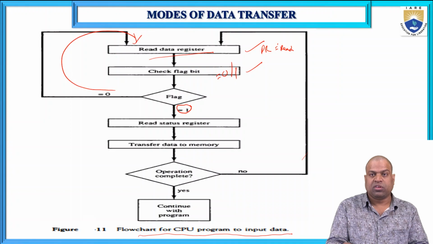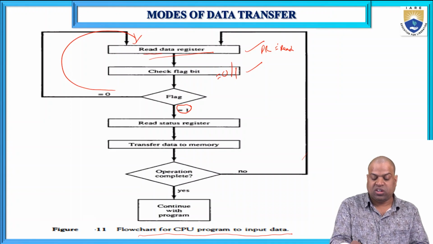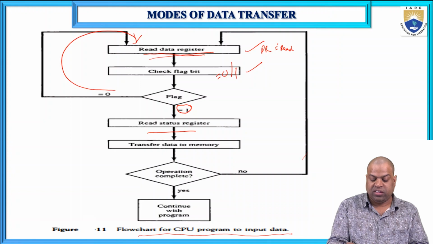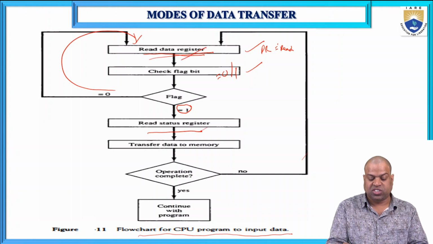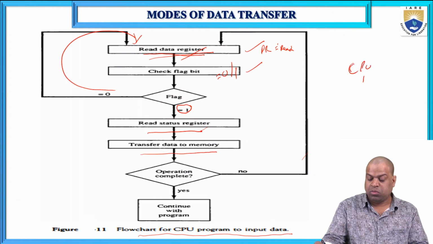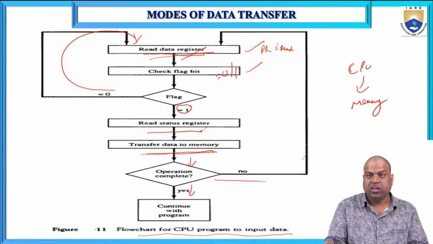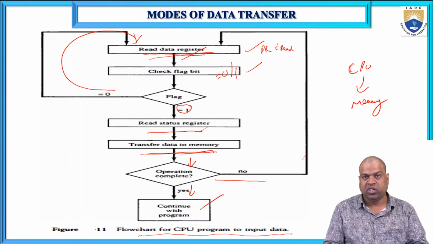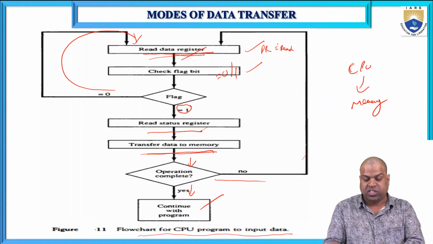If flag equals 1, read status register. Actually, the data register is read first, then the status register, and next we go for the status register. If it is okay, transfer the data to the memory. If the operation is complete, yes, continue with the program. If the operation is not completed, it goes again to the first step. So yes, if my operation is complete, then continue with the program, the next line or next flow, next instruction. If the process is not completed, it goes to the first.